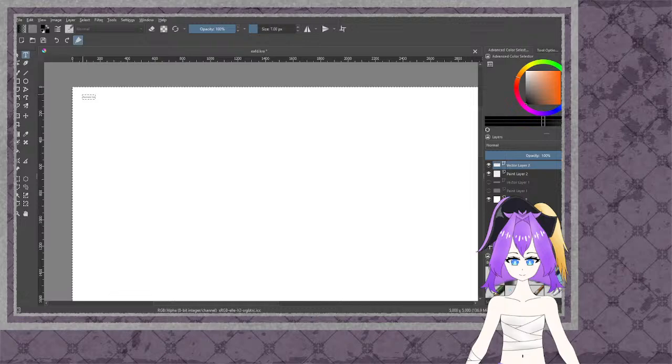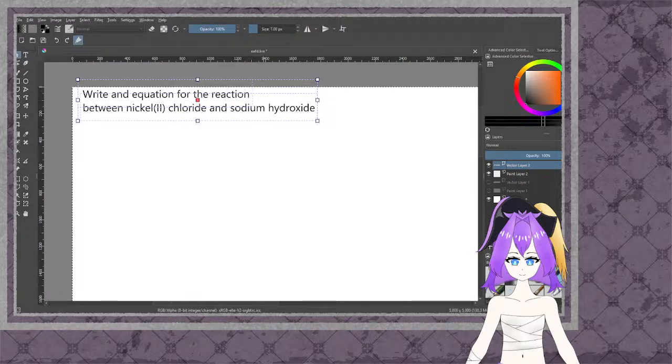Right, so we have to write an equation for the reaction between nickel chloride, nickel 2 chloride, and sodium hydroxide. I'm gonna leave my paper on the side here because I don't need it for now. Let's see how big that is real quick. Okay, let's make the line.